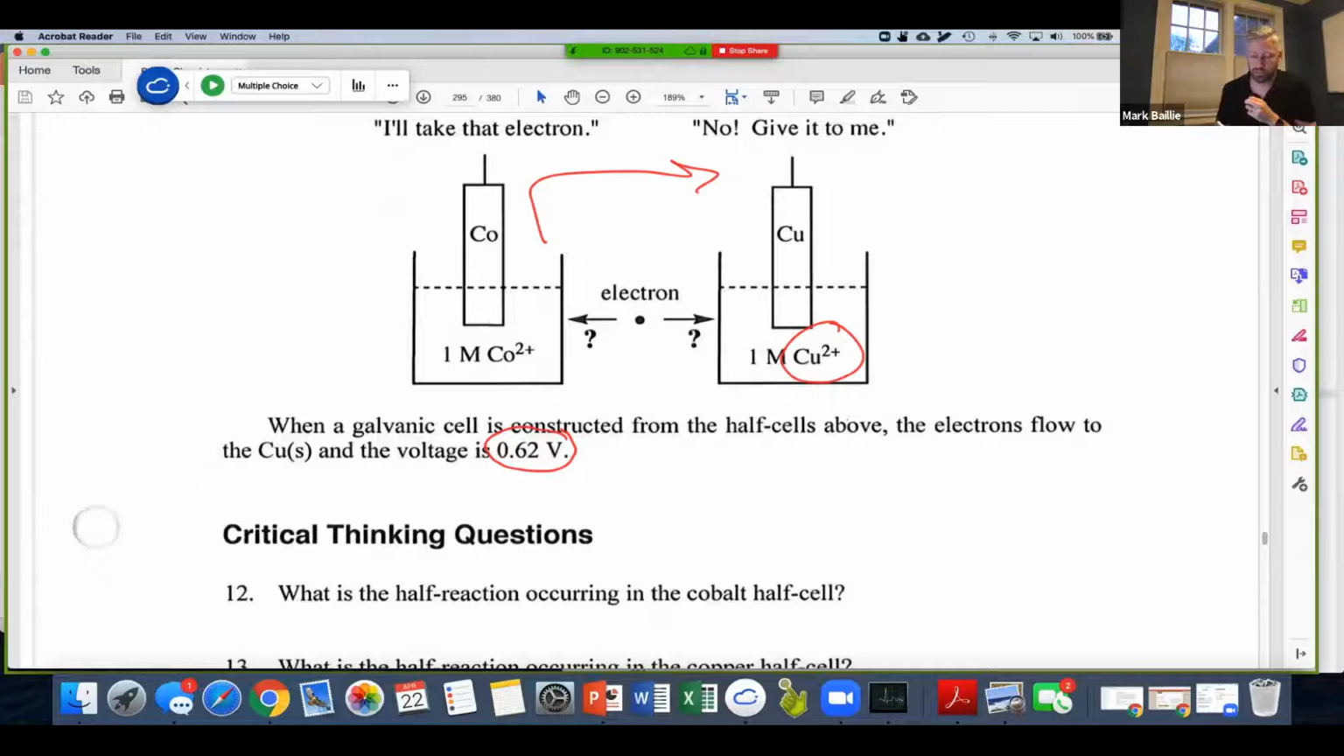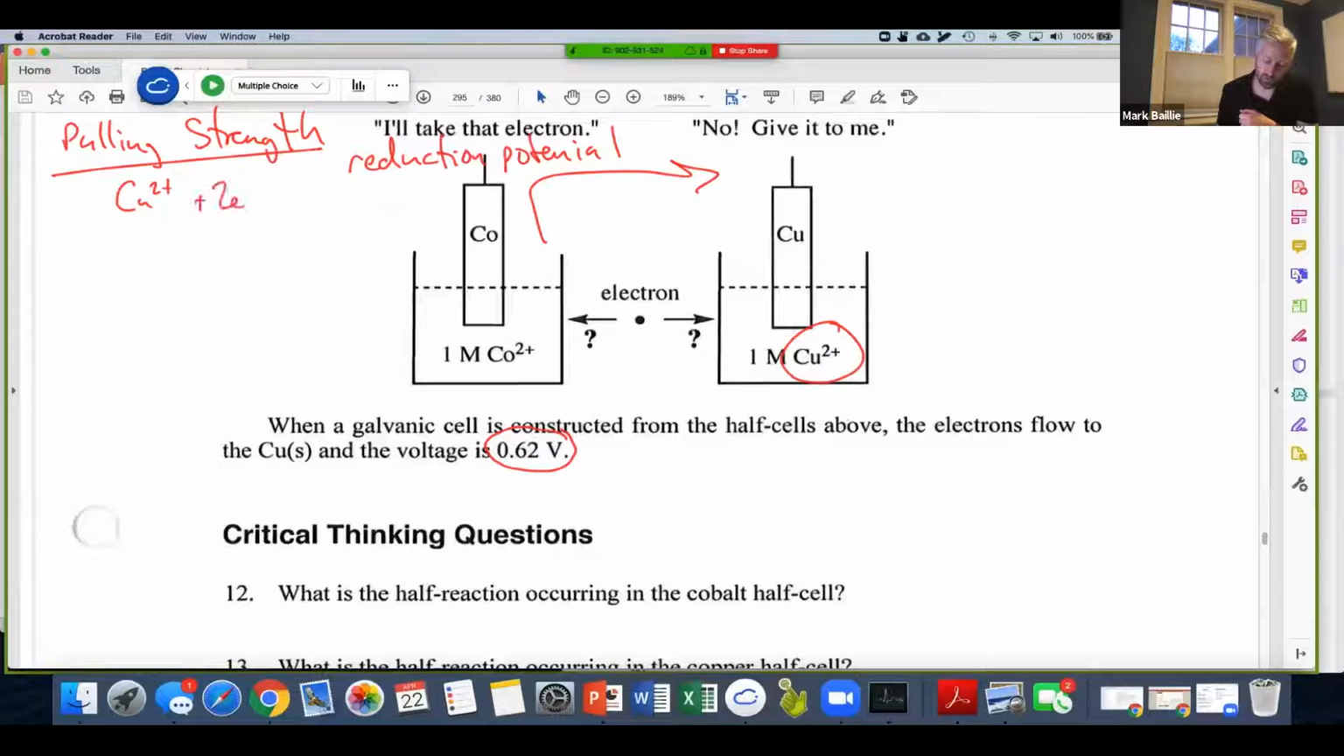And so I absolutely agree that cobalt, so if we talk about pulling strength, a layman's term we're going to use, and the fancy term is reduction potential, the one that has the strongest pull on electrons is copper 2+. So that one has a really strong pull on electrons. The next strongest is going to be cobalt 2+. And then the weakest are the ones we've looked at.